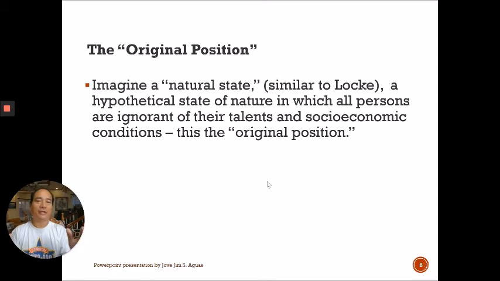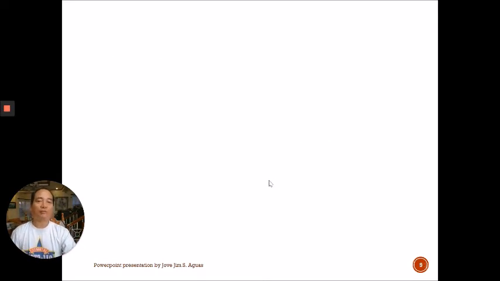Now, in Locke's state of nature, we only enjoy the basic rights: the right to life, the right to liberty, the right to property, but there are no governments, no schools, no other institutions, except that people are just there living side by side. People are good, they respect one another, but of course, eventually it will create some conflicts of interest. But that is the natural state. That's the original position of Rawls.